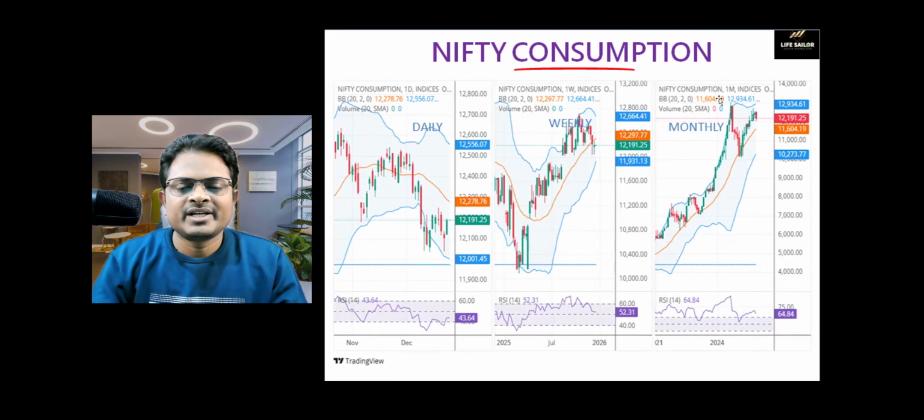Nifty Consumption daily and weekly RSI 40-60. So short term and mid term trends are sideways to negative. Only long term is above 60. But here there are chances of getting a kind of double top, and already this month's candle is showing red. So there might be a chance some retracement is possible in the consumption sector going forward.